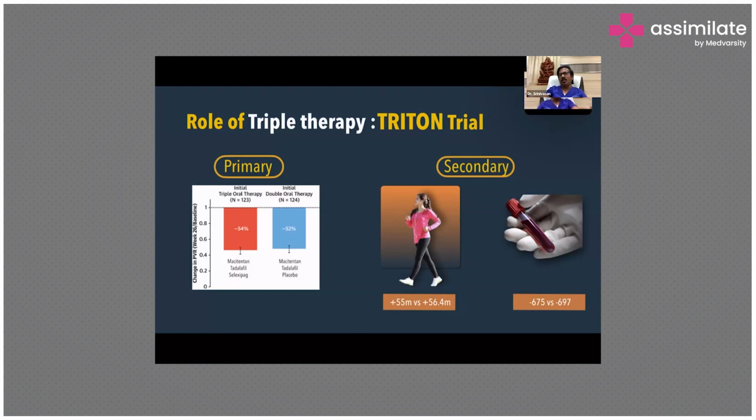And the secondary endpoints they checked were mainly the 6-minute walk test and the NT-proBNP level. Here also, if you see, there was not much difference between both the groups. Almost a 50-meter difference was there between both the groups. So there was not much difference between the two groups, whether you start on 3 drugs or 2 drugs.